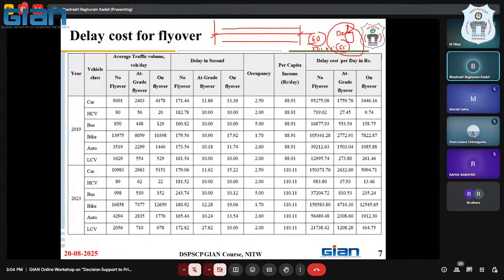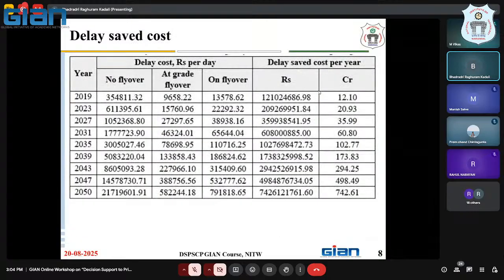Then corresponding to that, what is the actual delay saved, you multiply, then you will get the total delay saved cost. Then the same thing we have done for 2019 to 23, we have prolonged it. So this is how the delay saved cost is estimated. But if you see, the delay saved cost estimation has a significant difference with respect to the travel time estimation cost.